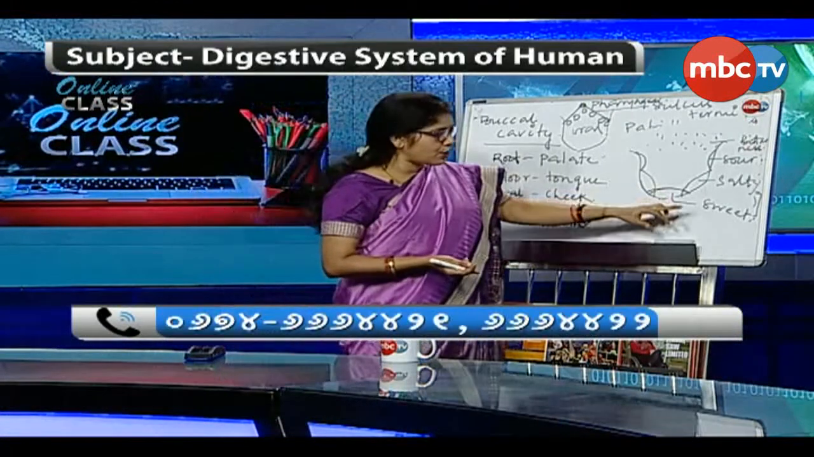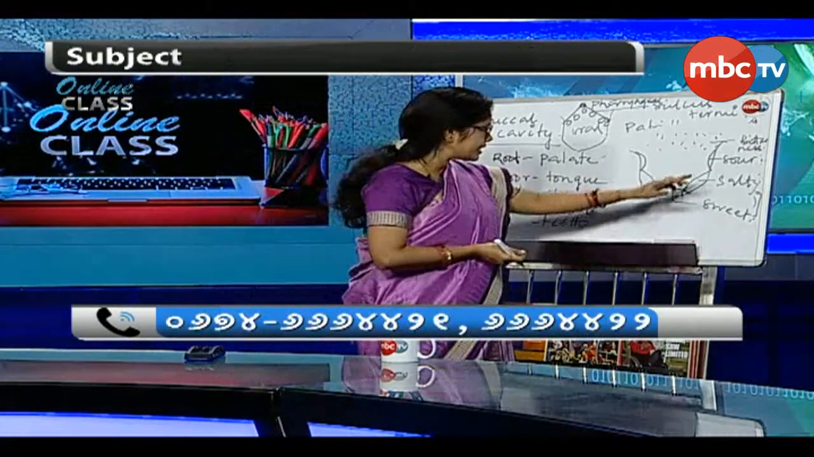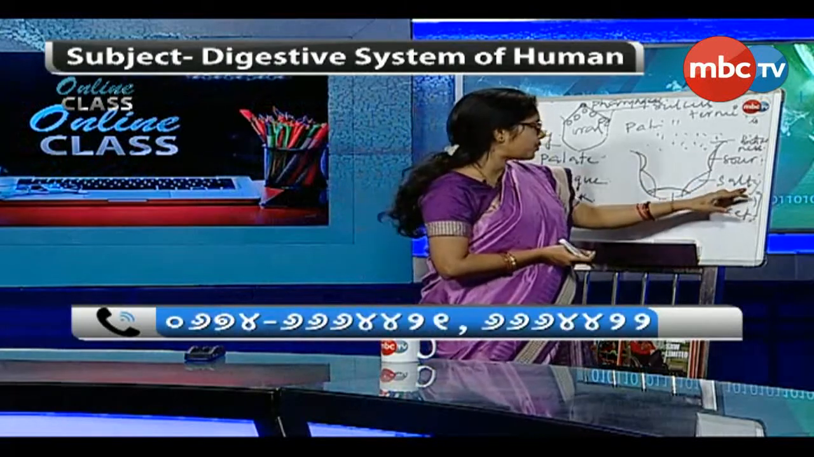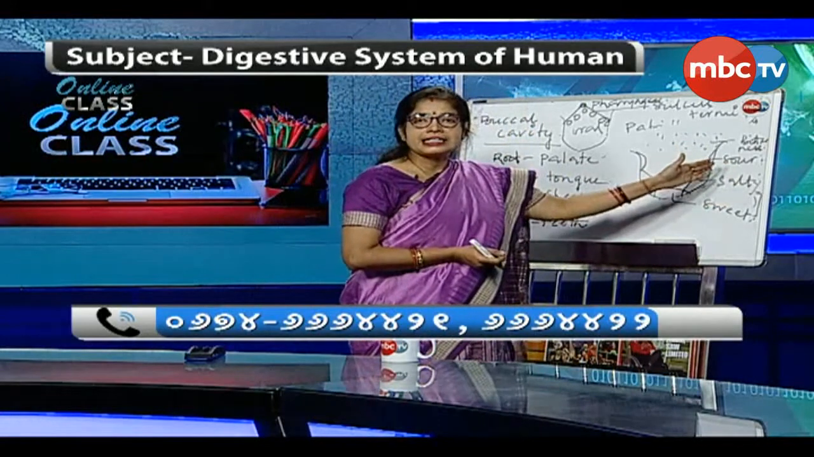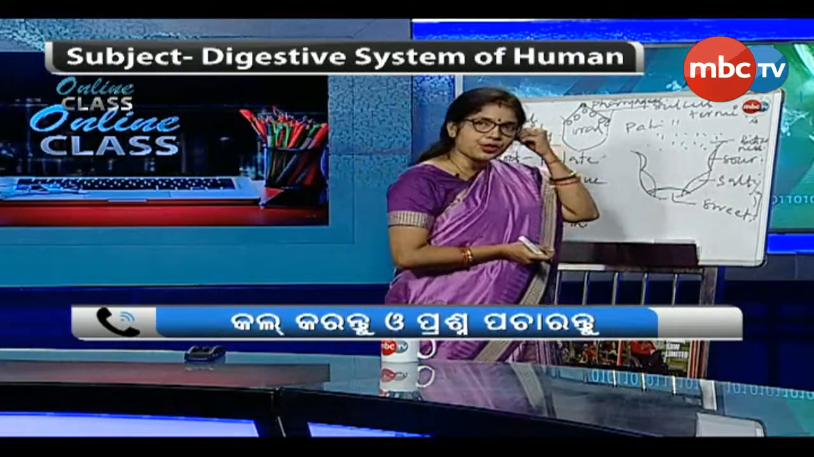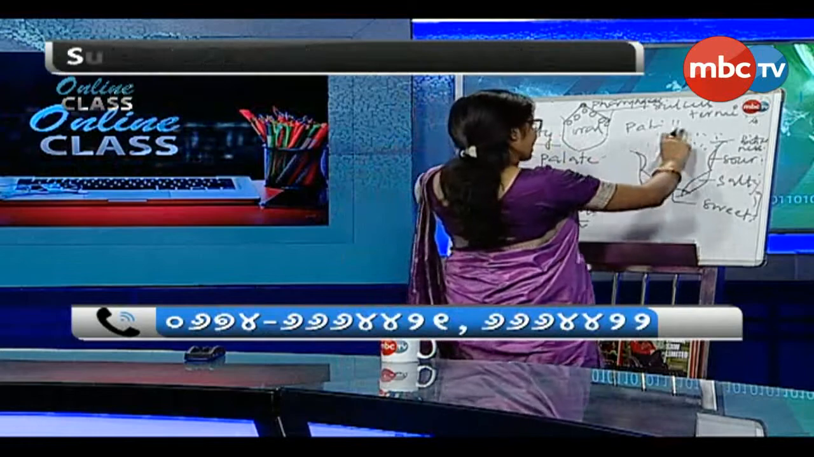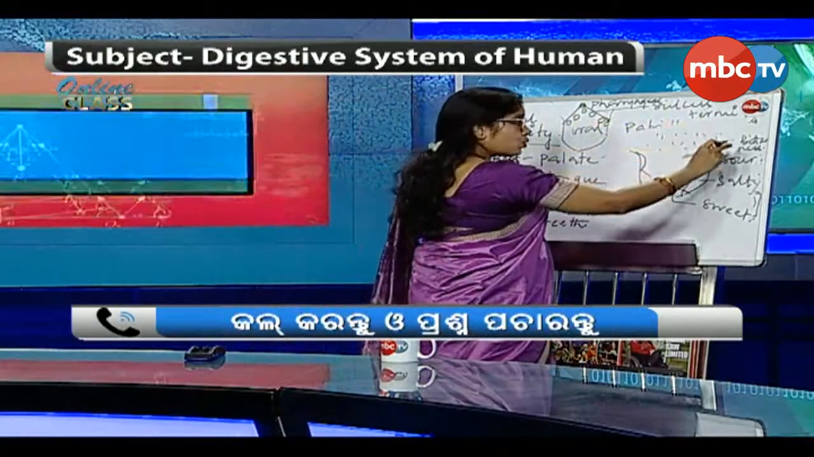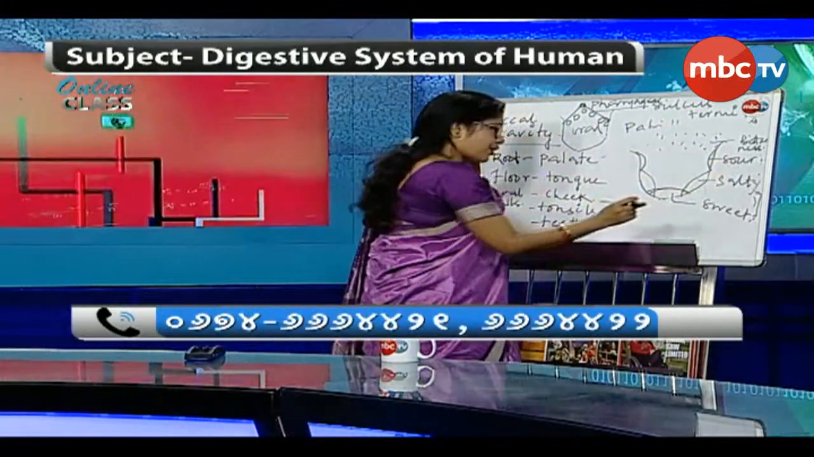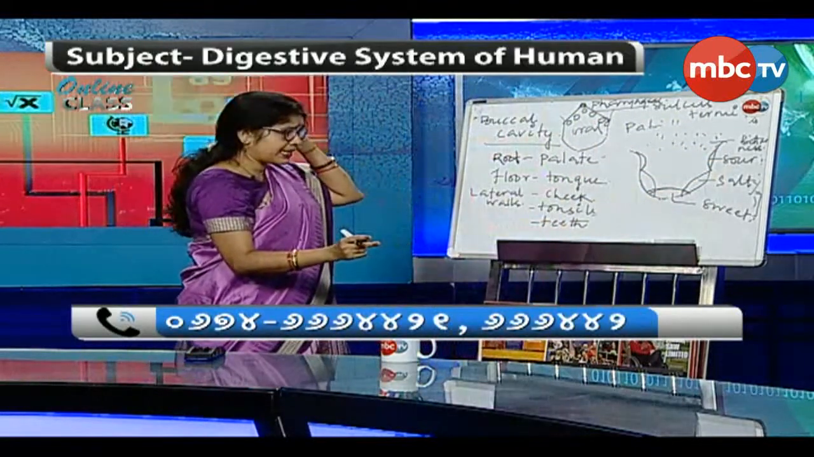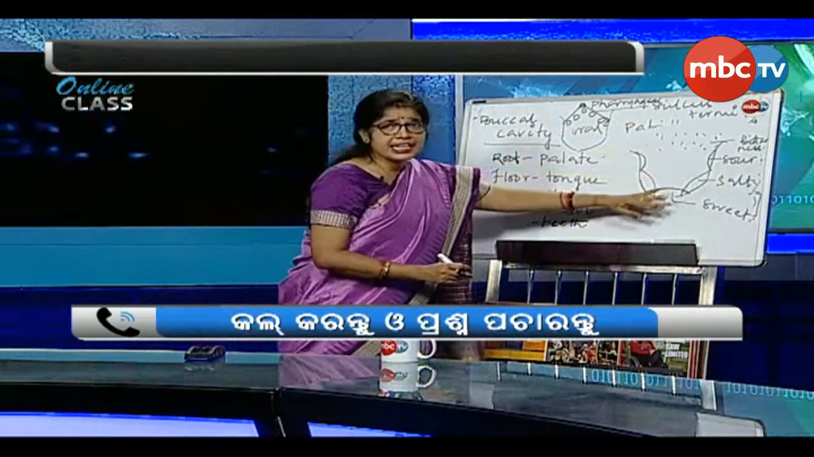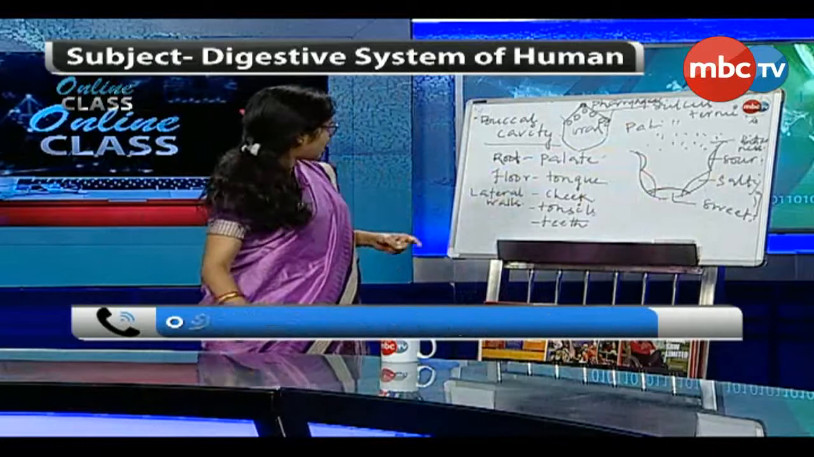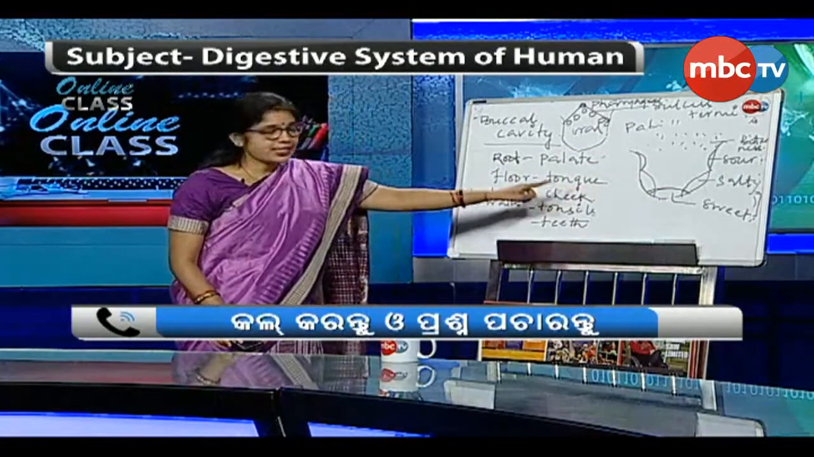The tip of the tongue distinguishes sweetness, the anterolateral part distinguishes the salty taste of the food, the lateral part distinguishes the sourness of the food, and the posterior part of the tongue, that is closer to the sulcus terminalis, distinguishes the bitterness of the food material. So these are the different taste regions which are present on the tongue. So this is about the next part, that is known as tongue.